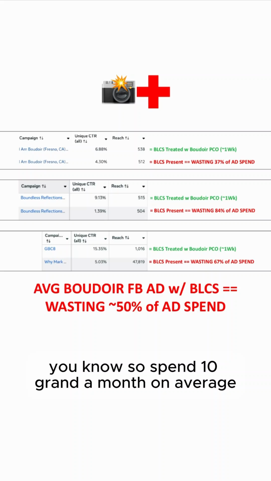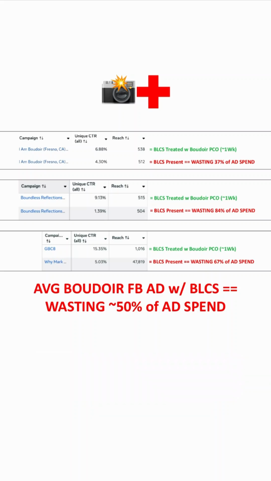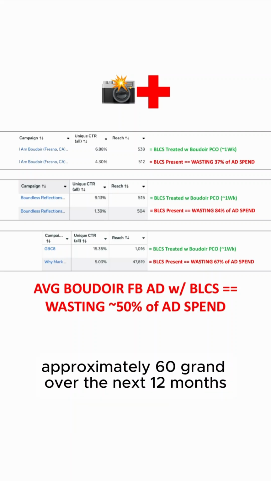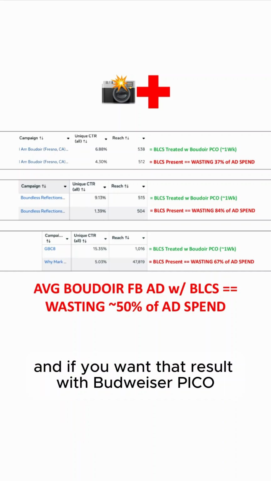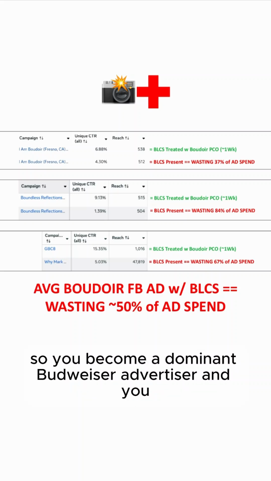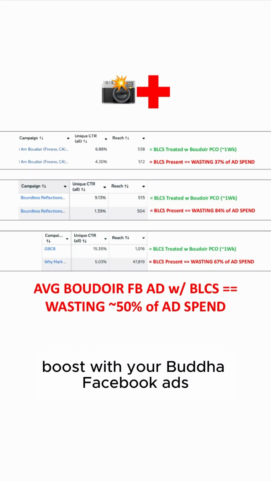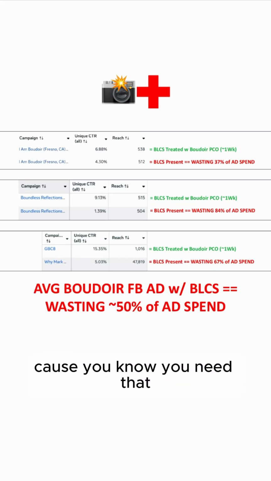So spend 10 grand a month on average. It'll approximately save, be able to eliminate 5K a month in wasted ad spend back into your pocket, approximately 60 grand over the next 12 months. And if you want that result with Boudoir Pico, because you want to achieve pre-click alignment, so you become a dominant Boudoir advertiser, and you achieve Boudoir brain entry boost with your Boudoir Facebook ads, because you need that on your path to becoming the #1 boudoir photographer in your city.